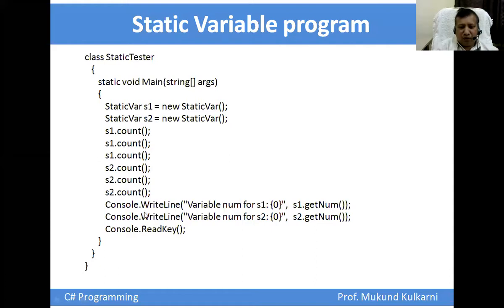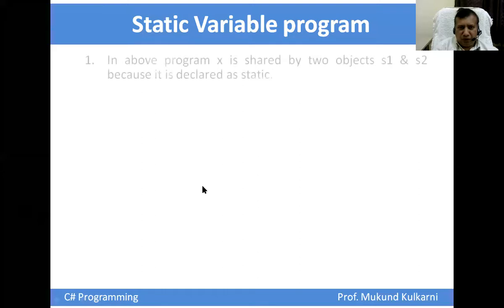Okay. Now what I'm doing is Console.WriteLine of variable num for s1, and here I'm getting the value of num for s1. Now the same statement for s2. So in this line, I'm displaying the num value of the s1 object, and in this line, I'm trying to display the num value of the s2 object. Then Console.ReadKey just to halt the program. End of class, end of namespace. Okay.